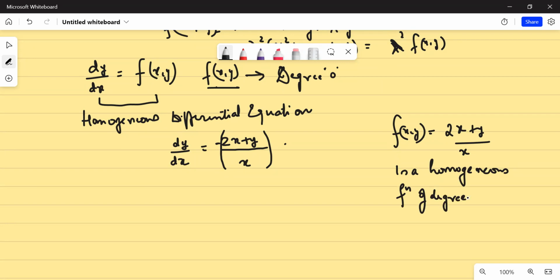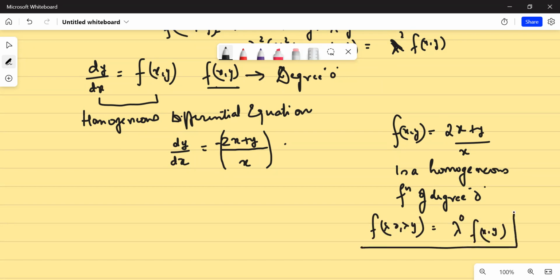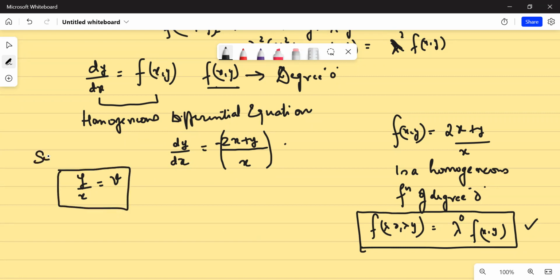What you have to do in order to check it is just replace x and y with lambda x and lambda y. If I replace lambda x comma lambda y, I will simply get lambda raised to the power 0 times f of x comma y. This is something you can check on your own. So it is a homogeneous function of degree 0. So what is the methodology? In most cases you'll find that the methodology is to substitute y over x as v, and in case it is defined as dx by dy instead of dy by dx, then I will write x by y equal to v, and do this particular substitution.